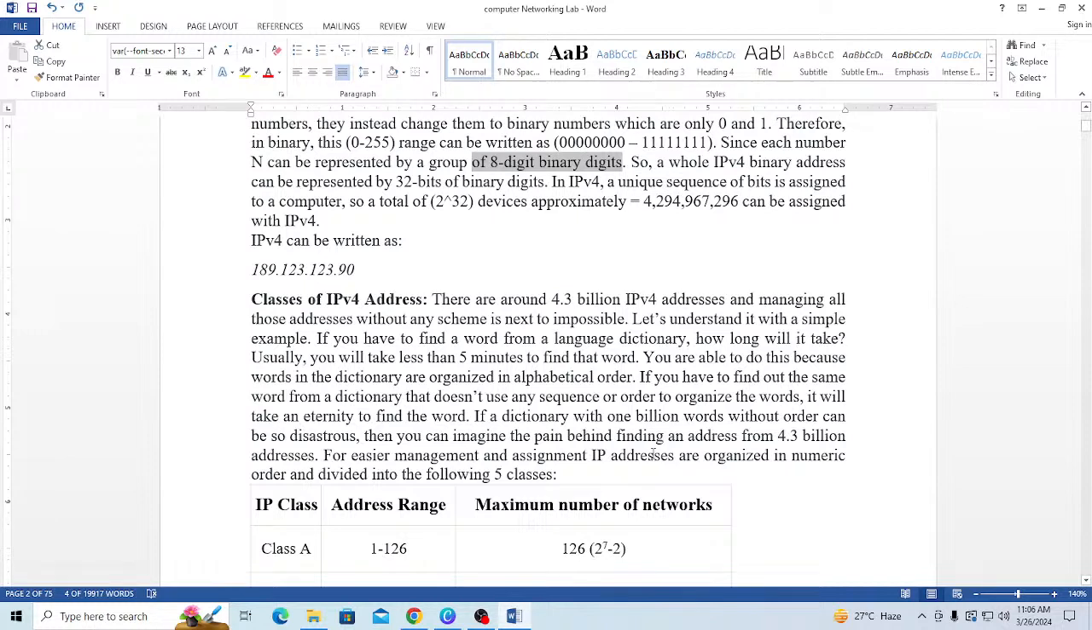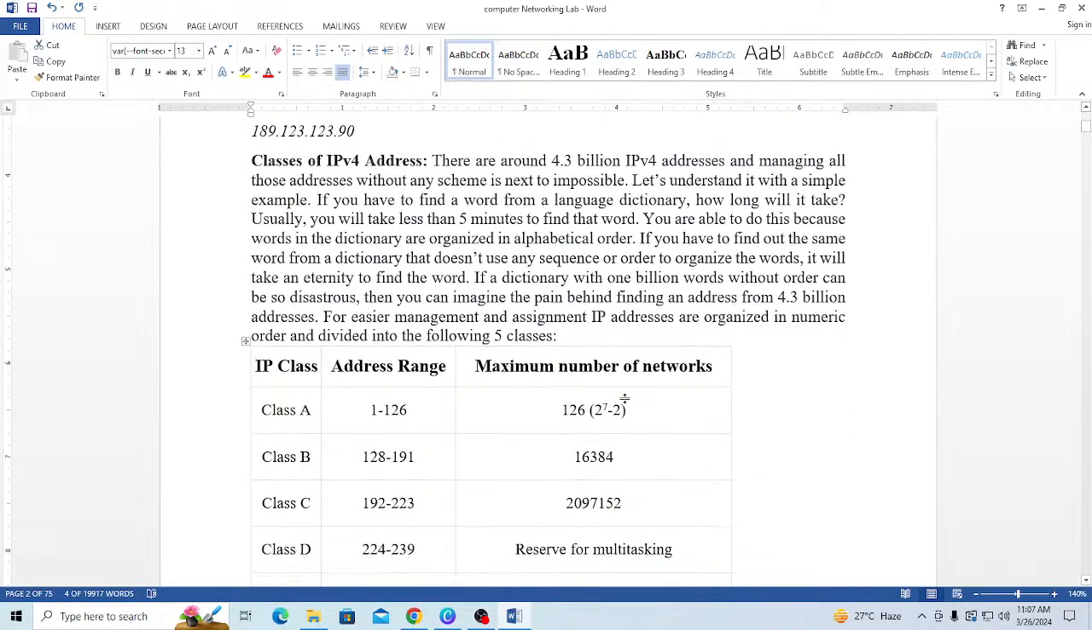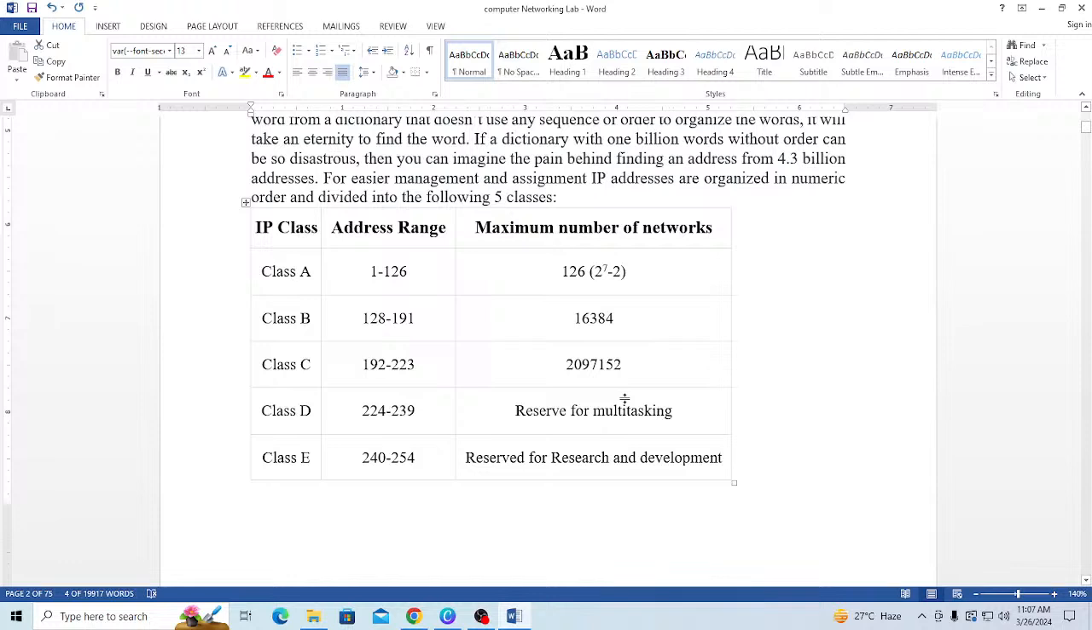Like that, this IP address also provides some IPv4 address classes. Each and every IP protocol and each and every IP version will maintain IP classes. There are some classes, and each and every class maintains some range. So in IP address they have class A, class B, class C, class D, class E.